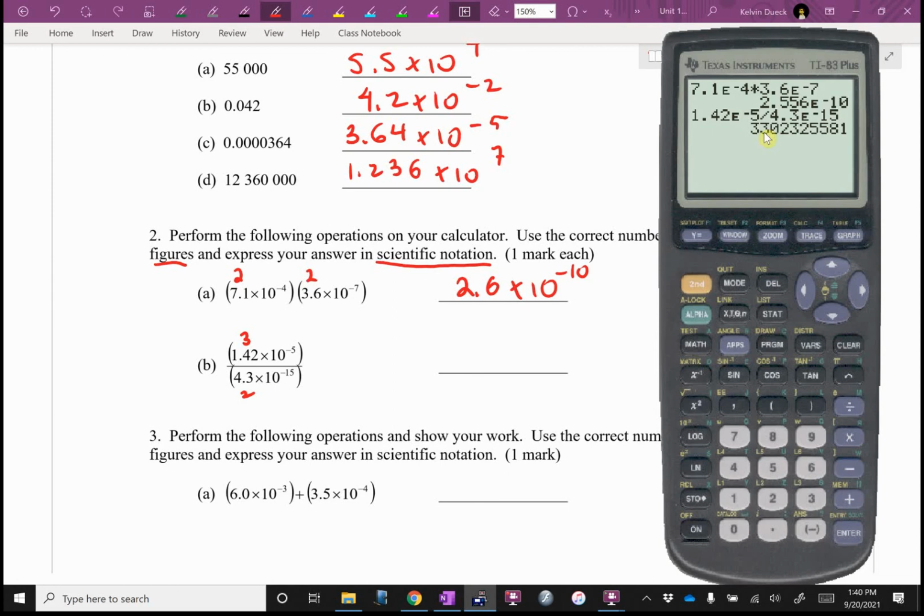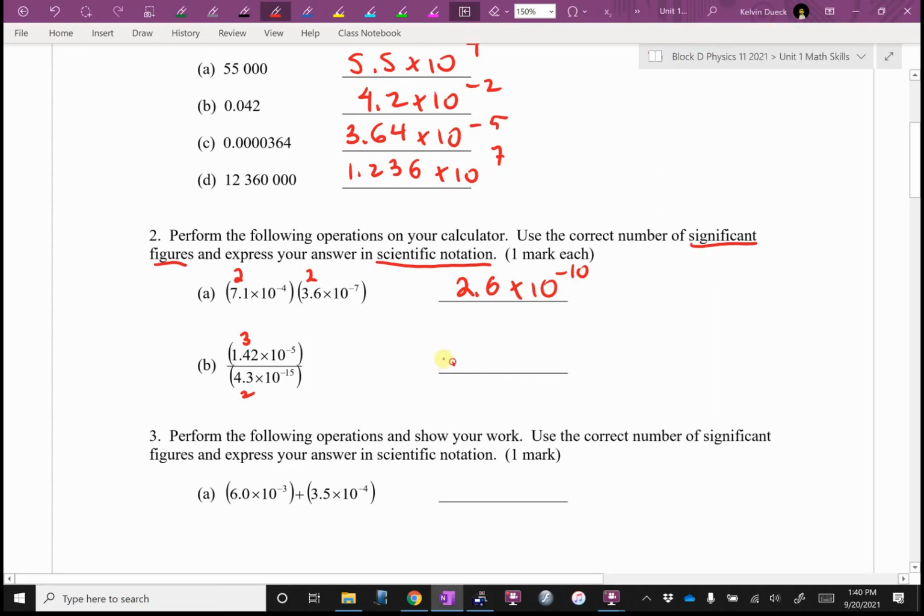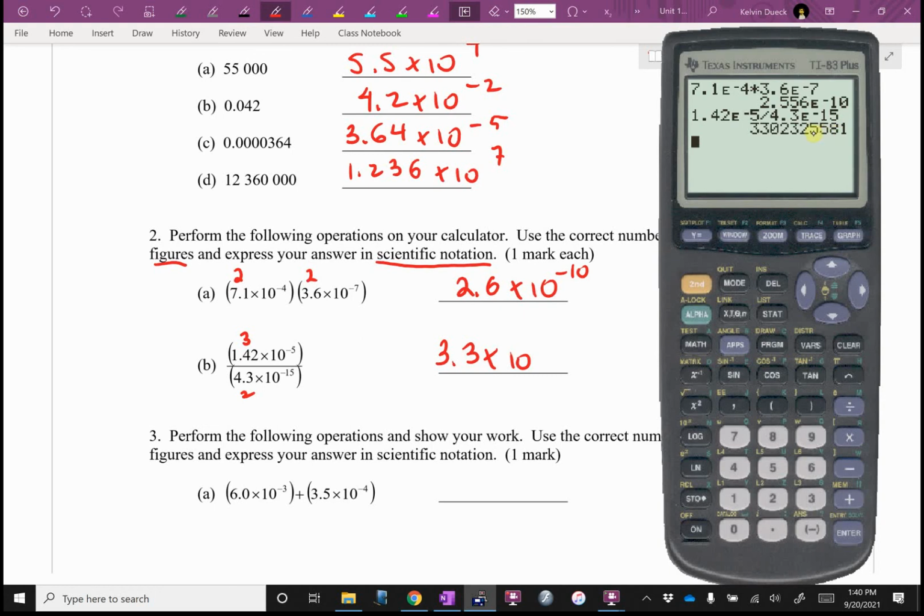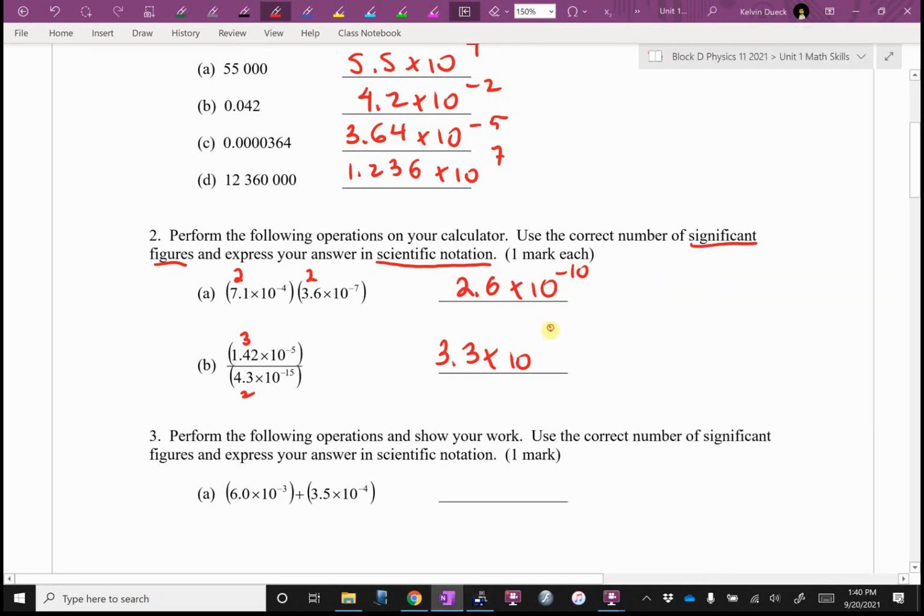Is that 3 going to stay a 3 or become a 4? Stays a 3. I'm going to write this in scientific notation because the instructions said so. 3.3 times 10 to the 1, 2, 3, 4, 5, 6, 7, 8, 9. 9? Yeah? Okay.